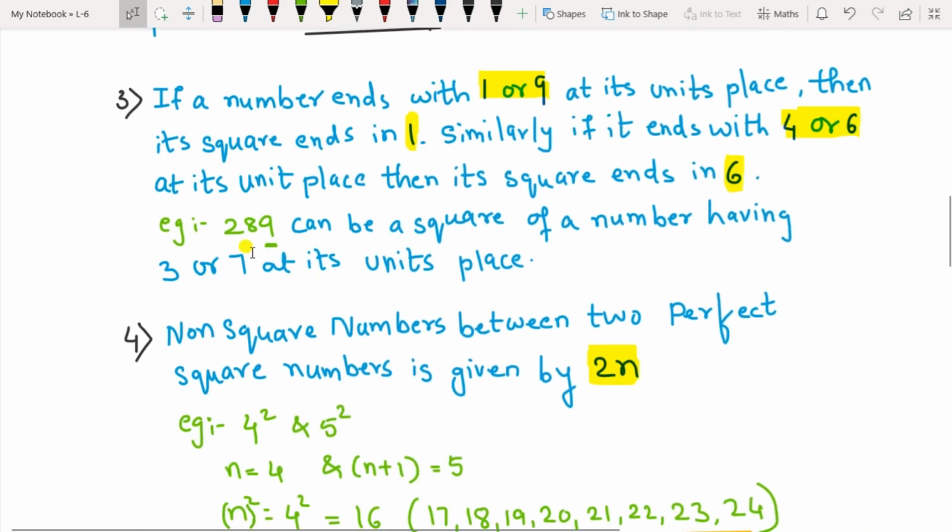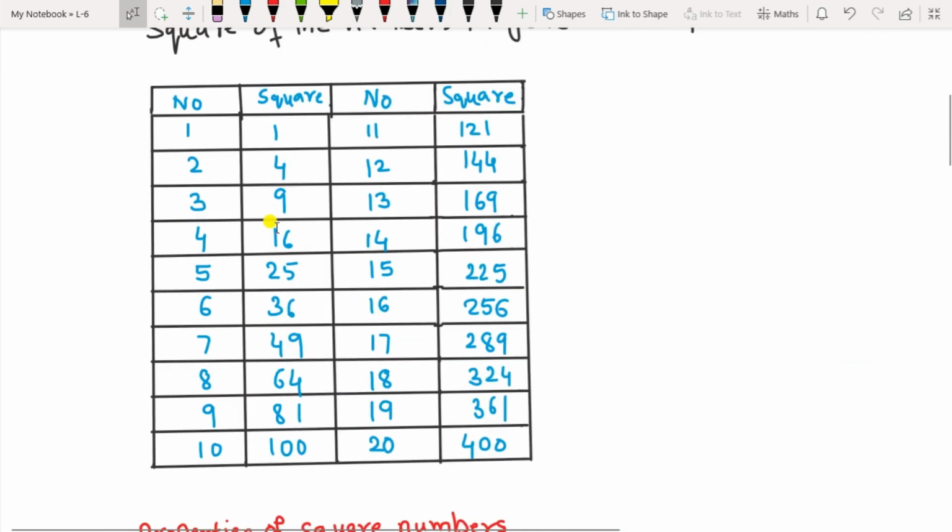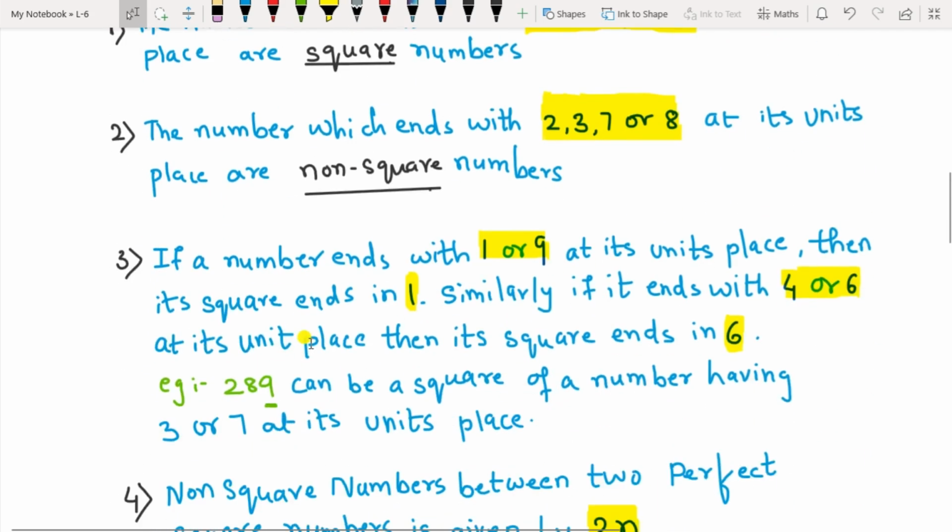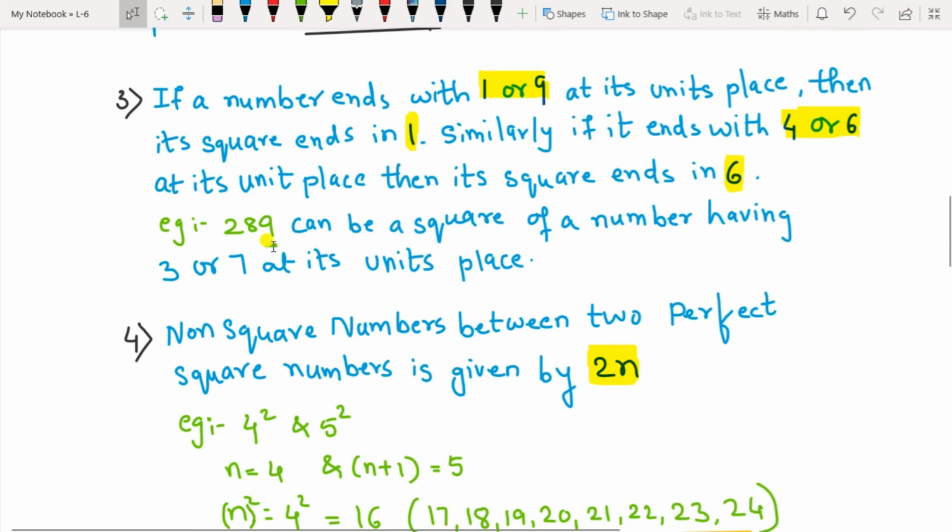For example, if I take 289, you can see that 9 is at its units place. The numbers whose squares have 9 at the units place end in 3 and 7. So if 289 is given, you can guess that this number may be a square of a number having 3 or 7 at its units place.